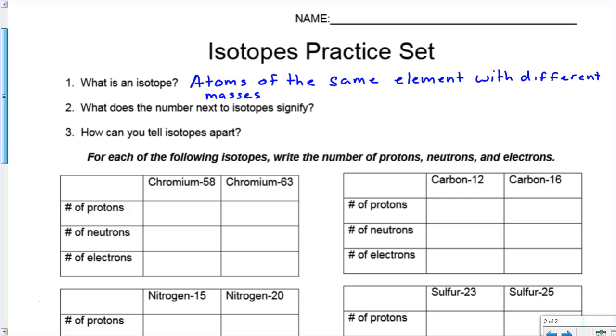What does the number next to the isotope signify? It's the mass. And how can you tell them apart? By the number of neutrons they have. So protons will not change. Again, the protons make the element what it is, but the neutrons can change.